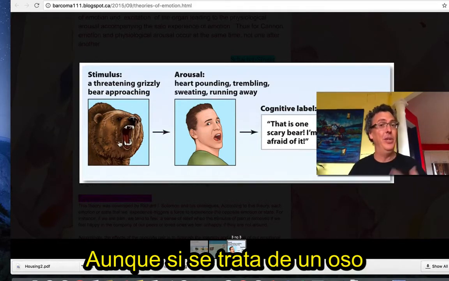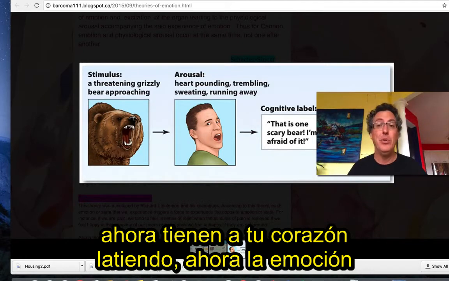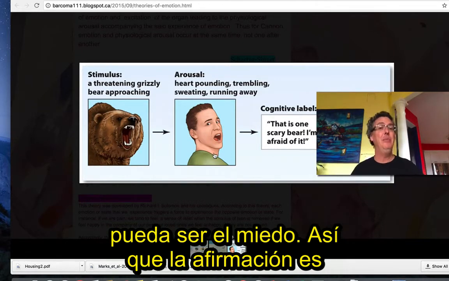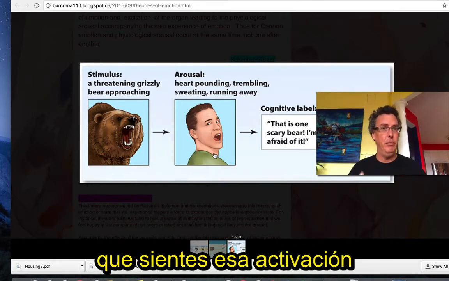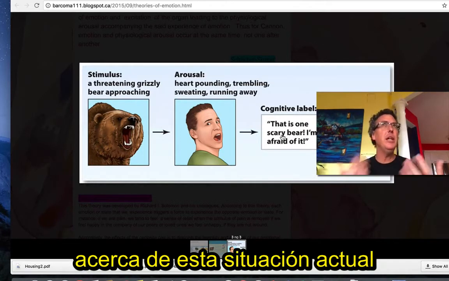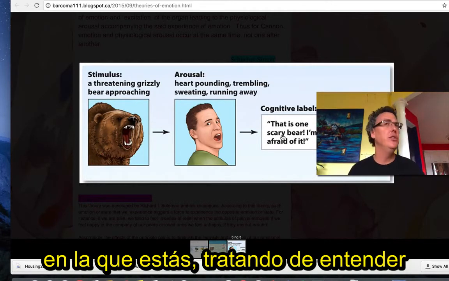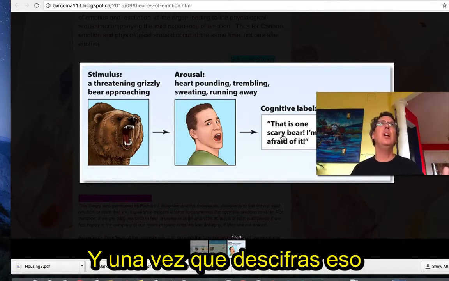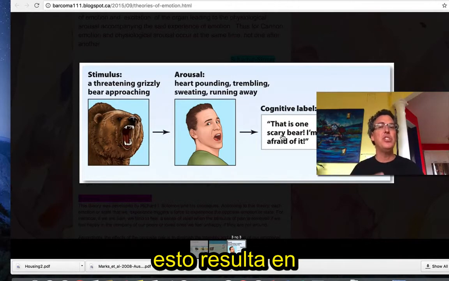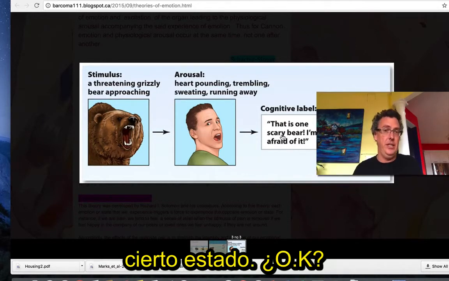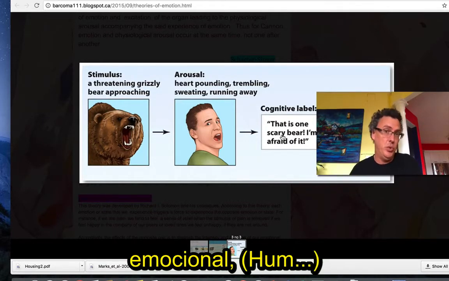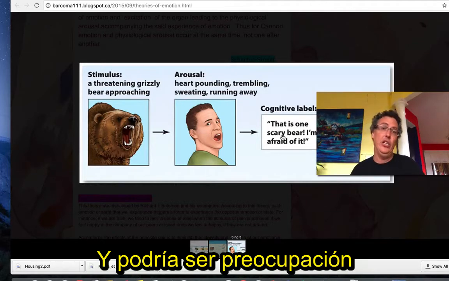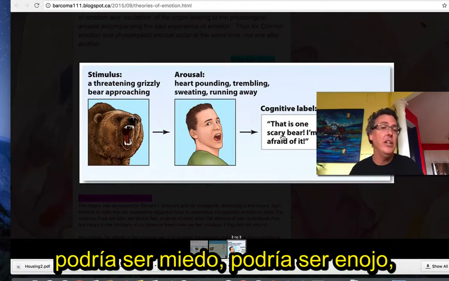If it's a bear, though, that got your heart beating, now the emotion might be fear. So the claim is you feel that activation of your body. You think about the current situation you're in, trying to understand what caused that activation. And once you figure that out, this results in a certain state of emotion. It could be worry, it could be fear, it could be anger, it could be whatever.